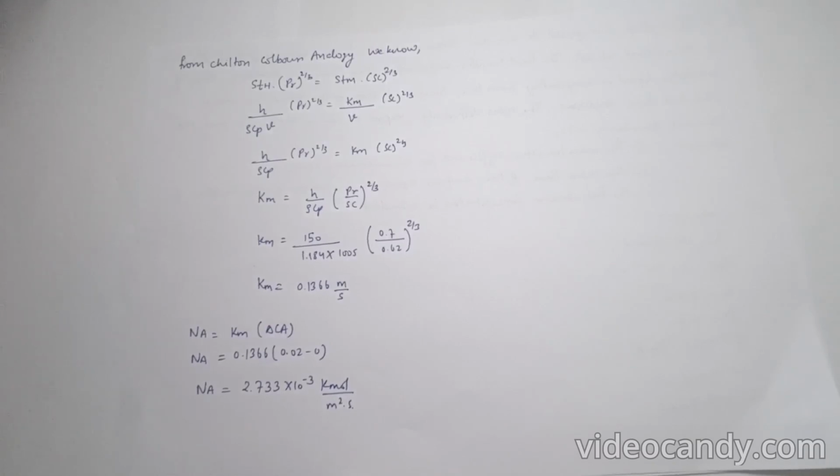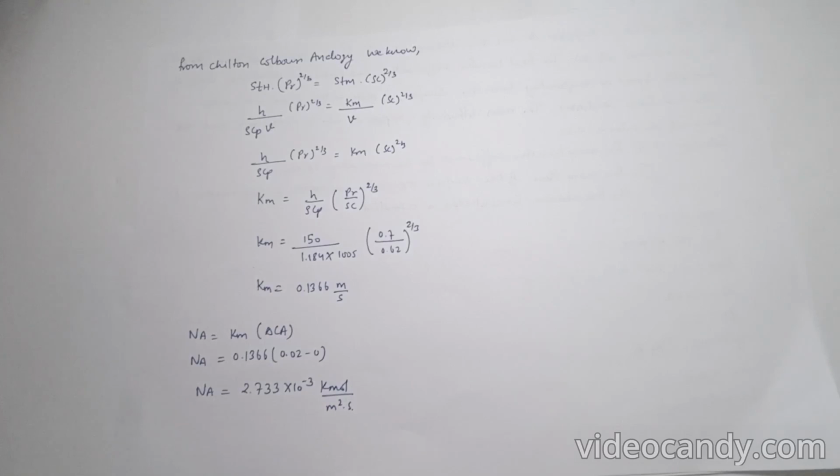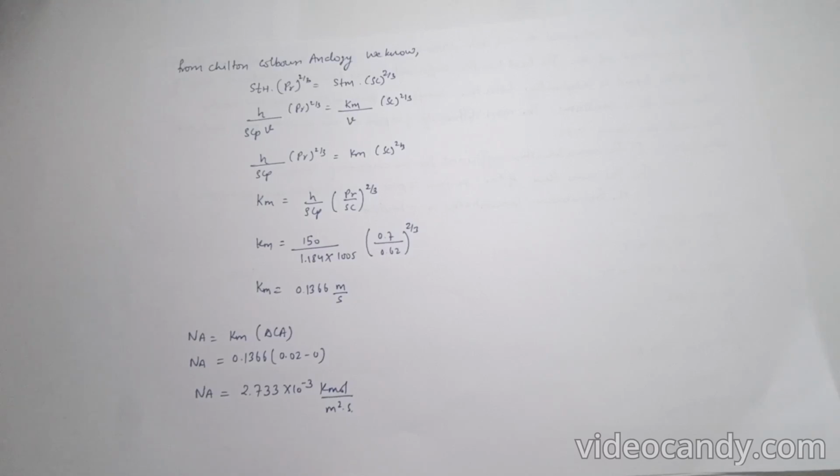So now if we substitute the value of mass transfer coefficient which we got from the previous part of the question, that is 0.1366 into delta Ca, which is Ca at surface minus Ca at infinity, that is at the bulk, as 0.02 minus 0. After substituting these values, we get the final answer of the mass flux as 2.733 into 10 to the power minus 3 kilomole per meter square second.